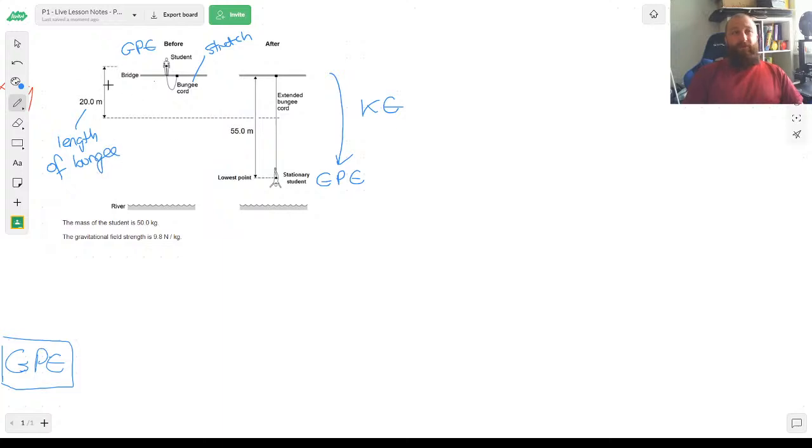So at this length we're going to have no elastic potential at all. All of the energy transfers at this stage are going to be from gravitational potential into kinetic. What I would do is, they've given me gravity and the mass, and I know for a fact I've got a height. So I can work out the gravitational potential energy using the 3 S's: scribe, and substitute.